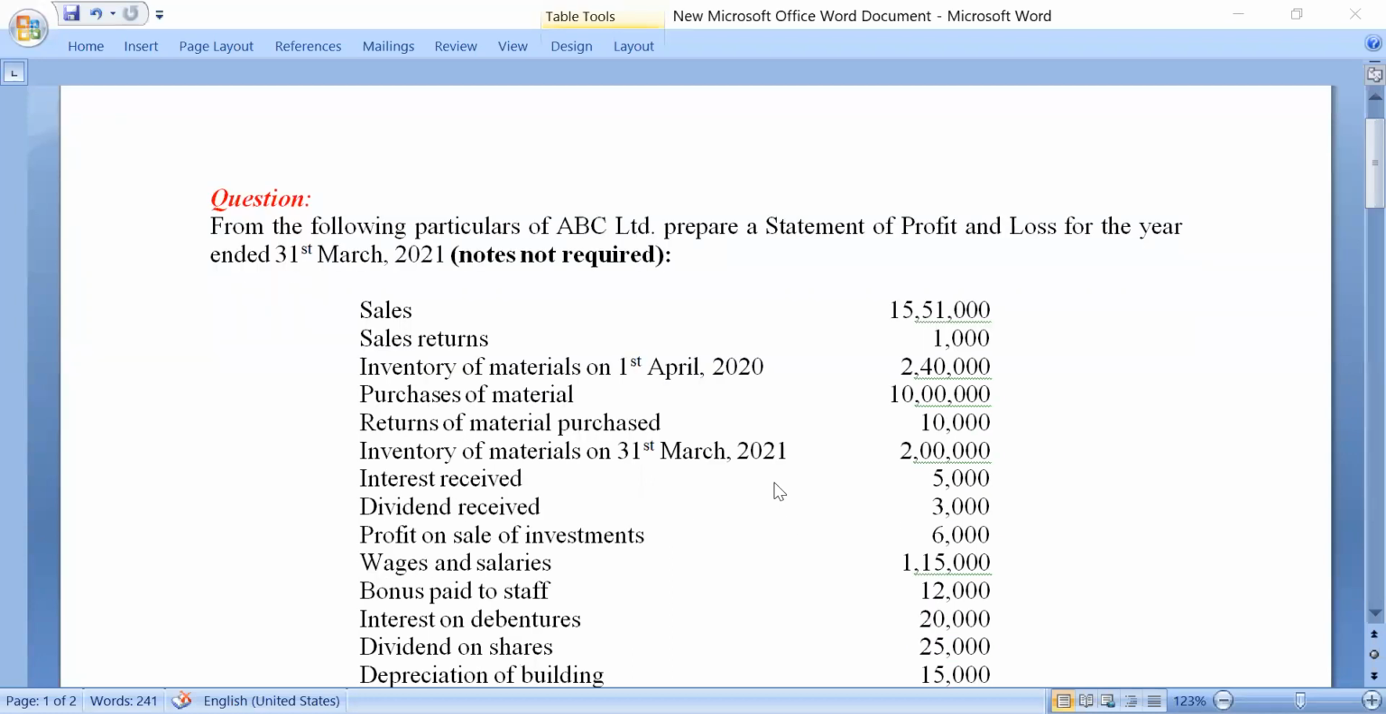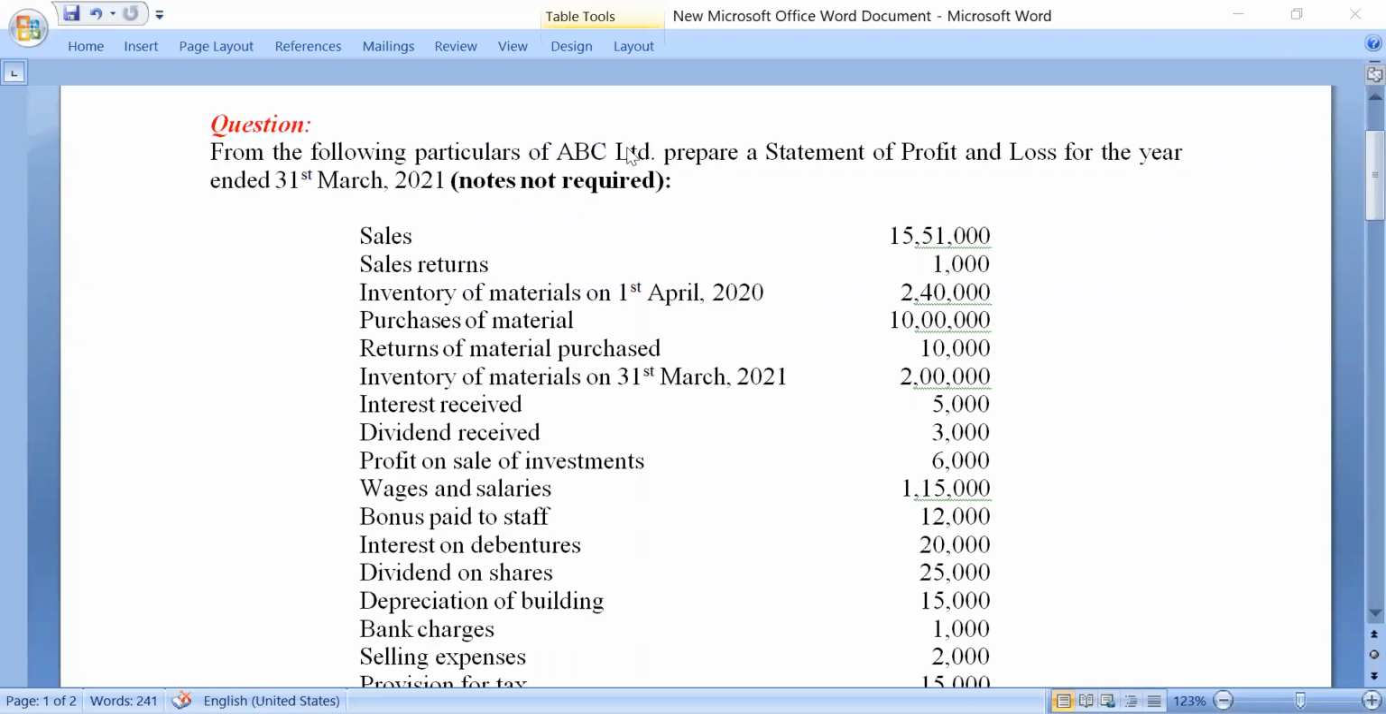This is the question. From the following particulars of ABC Limited, prepare a statement of profit and loss for the year ended 31st March 2021. Then, within a pair of brackets, I have given "notes not required." Now, what is "notes not required"?